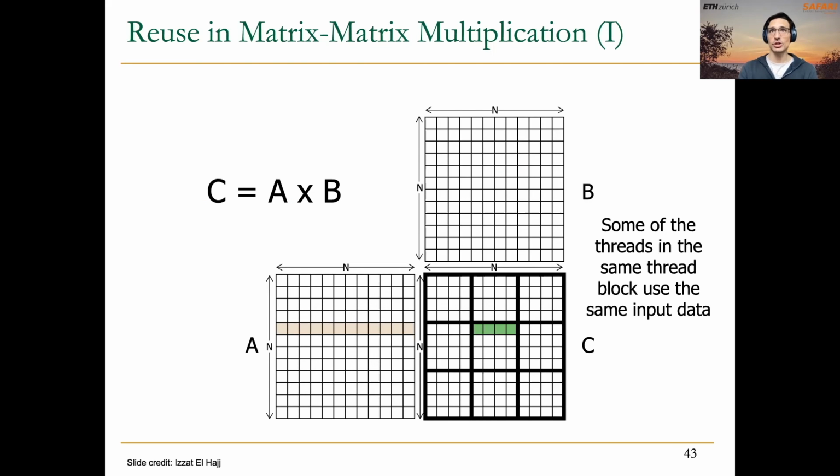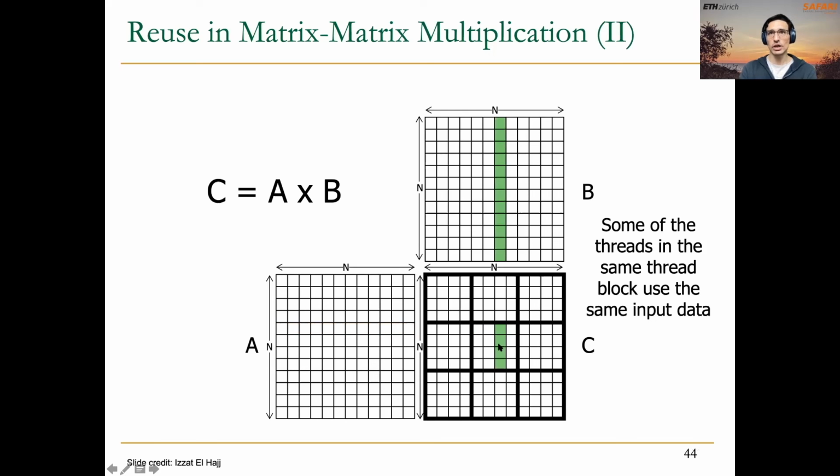Now the observation here is that there is data reuse, and what that means is that the 4 threads that we have assigned to these 4 output elements of matrix C to perform the corresponding dot product operation, all of them will have to access exactly the same elements, exactly the same row of A.